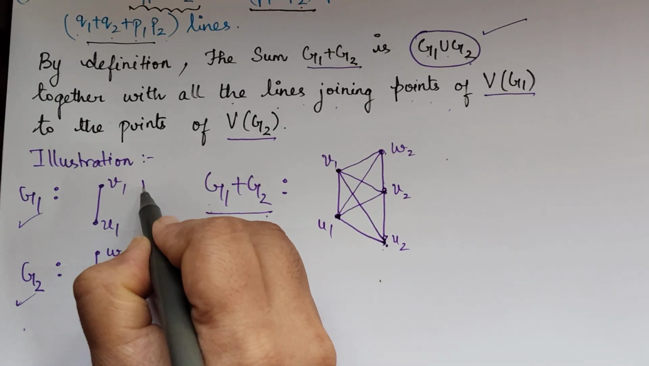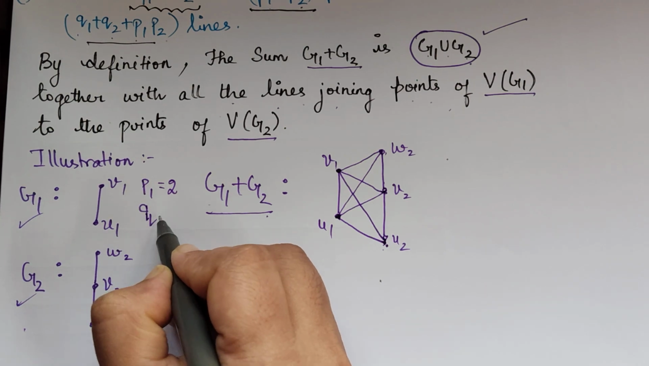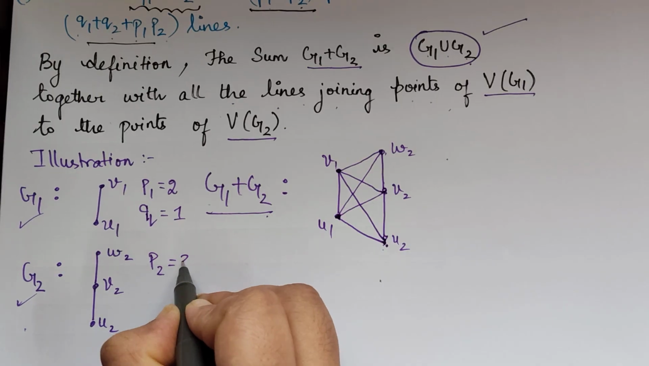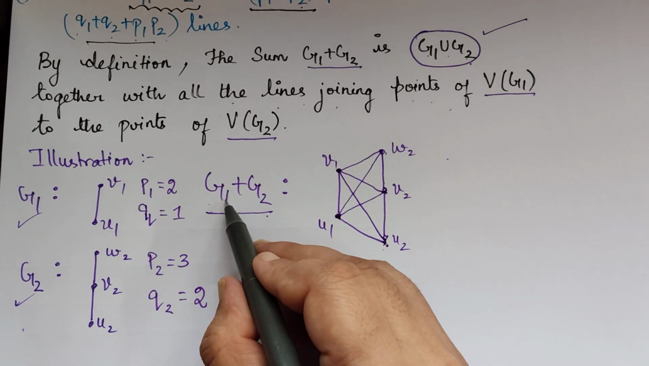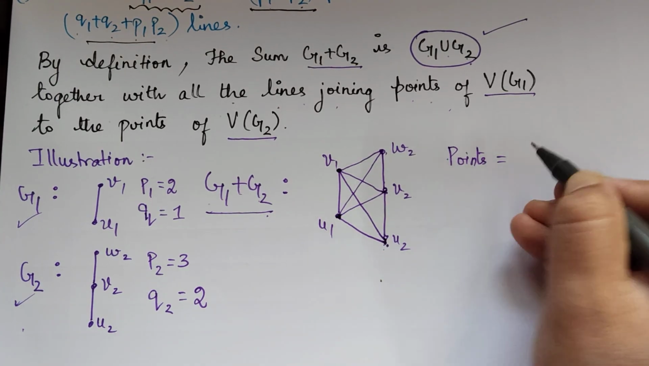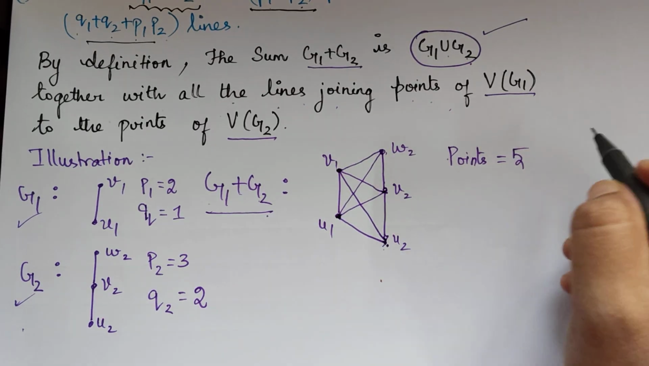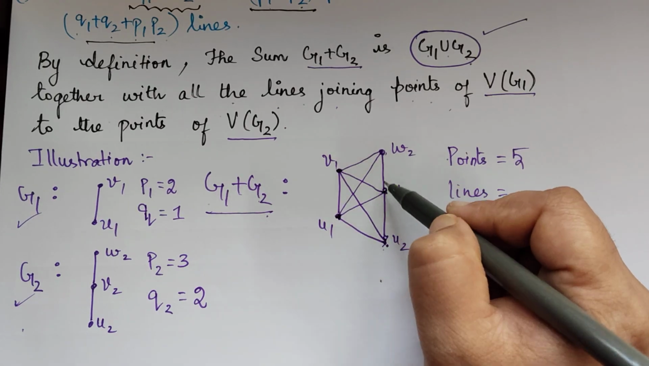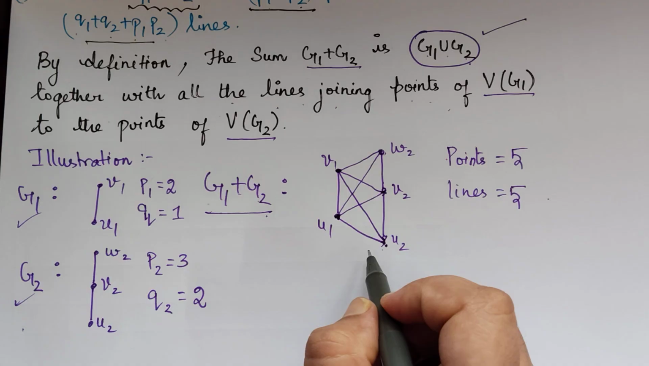Now we know that for this graph, P1 is equal to 2 and Q1 is equal to 1. And for this graph, P2 is equal to 3 and Q2 is equal to 2. Now what about G1 plus G2? How many points does it have, that we have to check. It has 1, 2, 3, 4, 5. So 5 points it has. And how many lines does it have? It has 1, 2, 3, 4, 5. So 5 lines. So let us check the condition.